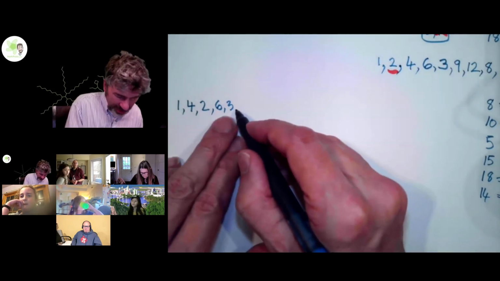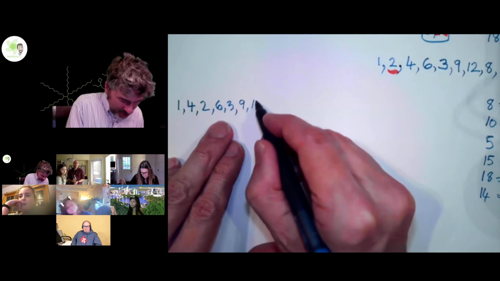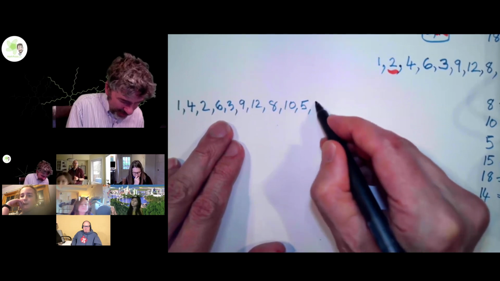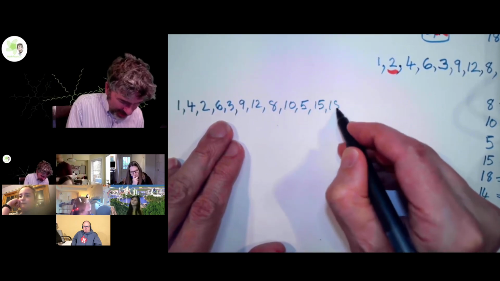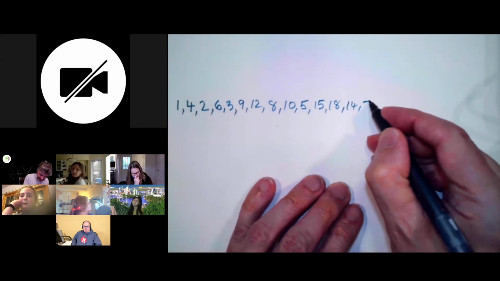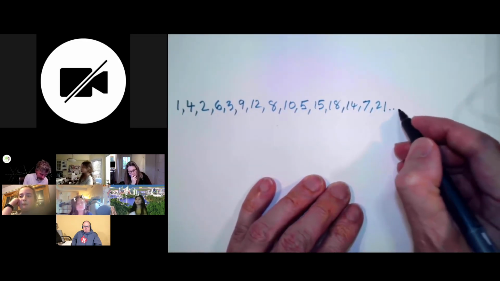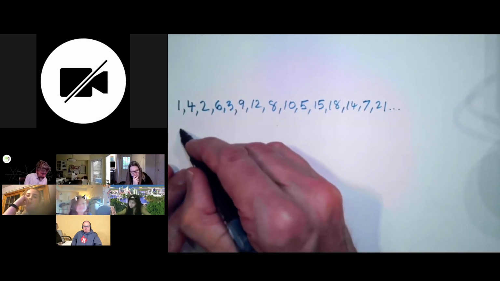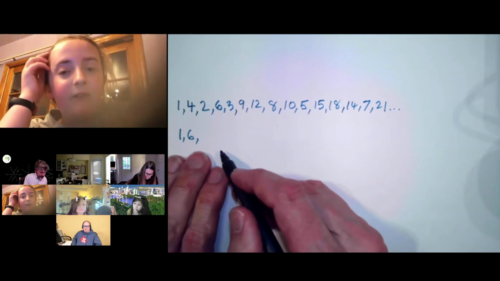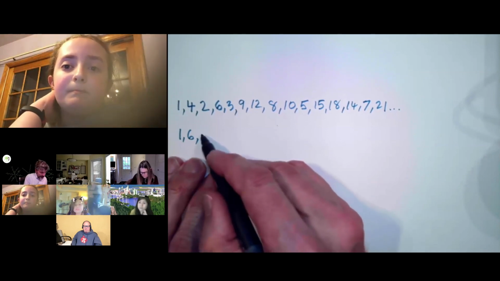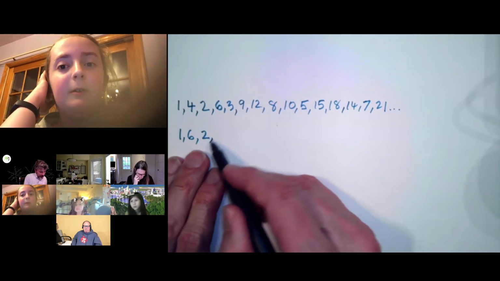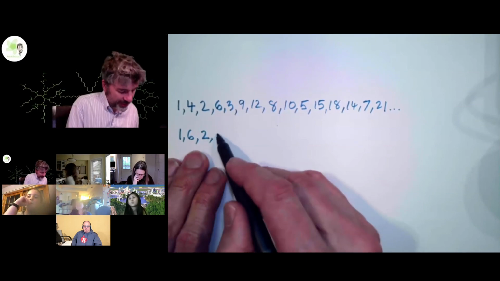Okay. 1, 6, 3, 9, 12, 8, 10, 5, 15, 18. That's good enough. I think that starts to create a similar sequence starting from around the 12. After 6 comes 2. And after 2 comes 4. Okay, so that's okay, right?